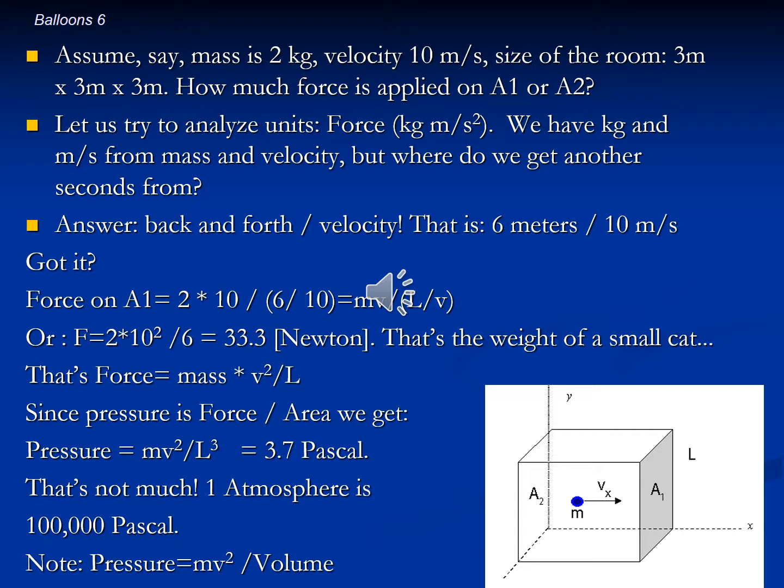And you'll find out that it's not that much, meaning that all those unseen particles in the room make a huge contribution. They must be fast, not just small, and there must be lots of them. And that is correct. The other thing you can get just from this analysis is that pressure is proportional to mv squared over volume.